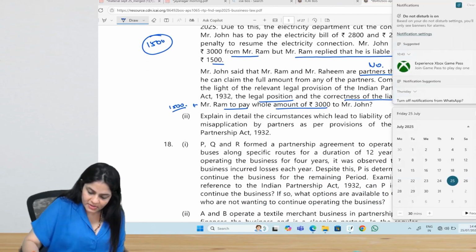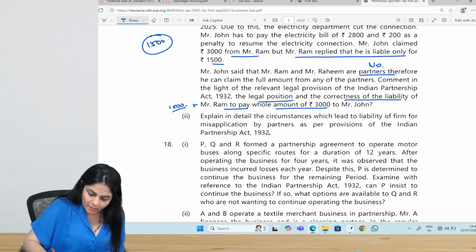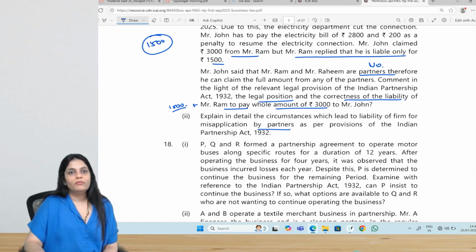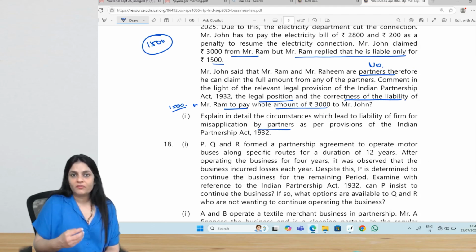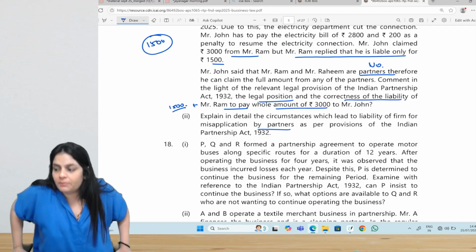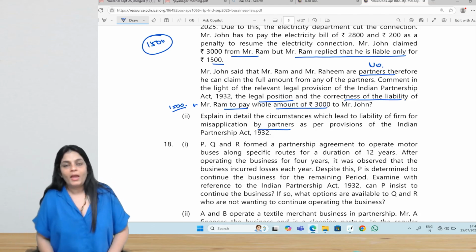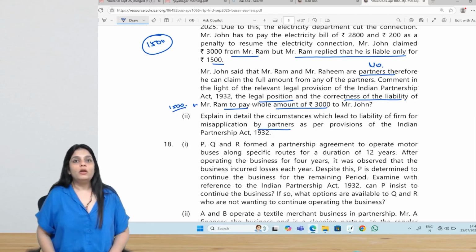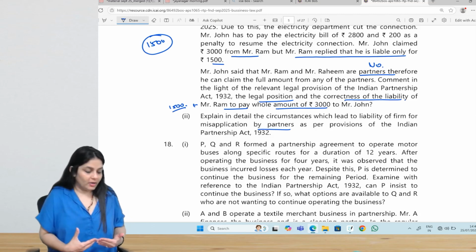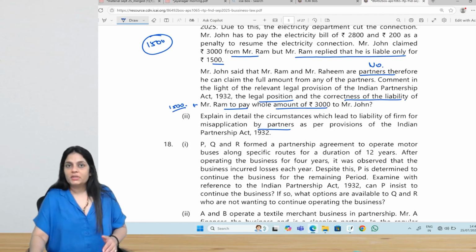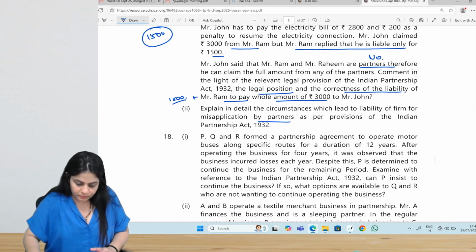Explain in detail the circumstances which lead to the liability of the firm for misapplication by partners. When a partner acting in the ordinary course of the business receives any money from a third party on behalf of the firm and misuses it, or when a third party pays money to the firm and a partner misuses it, in both cases, who is liable? The whole firm is liable.